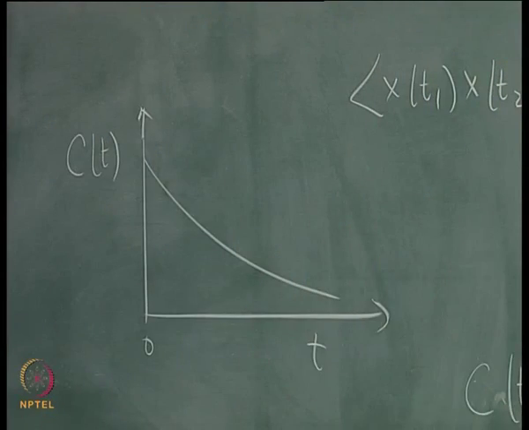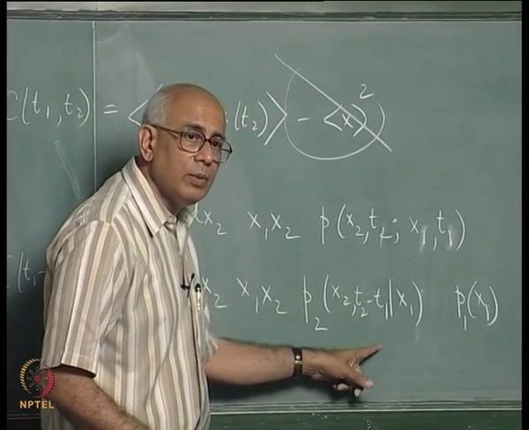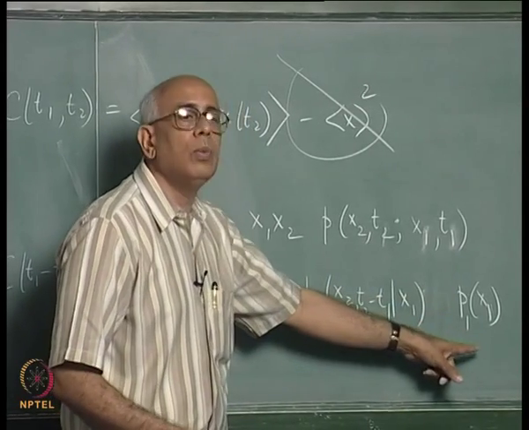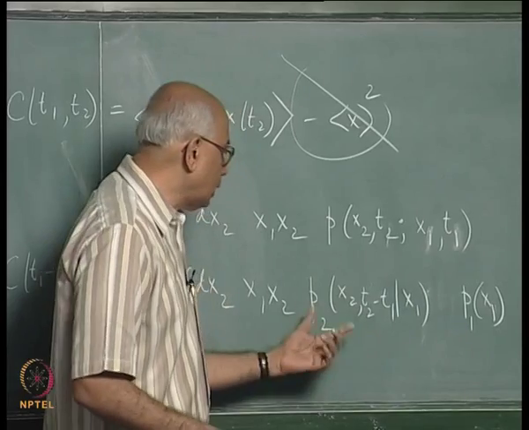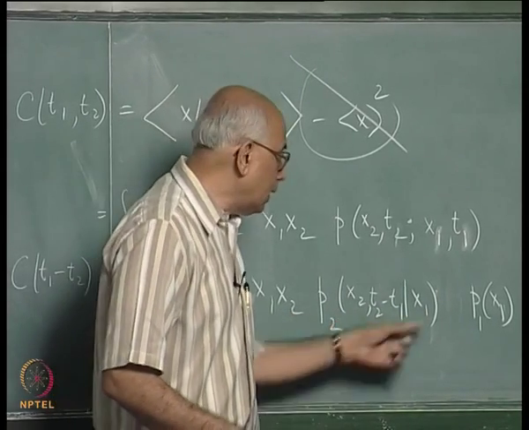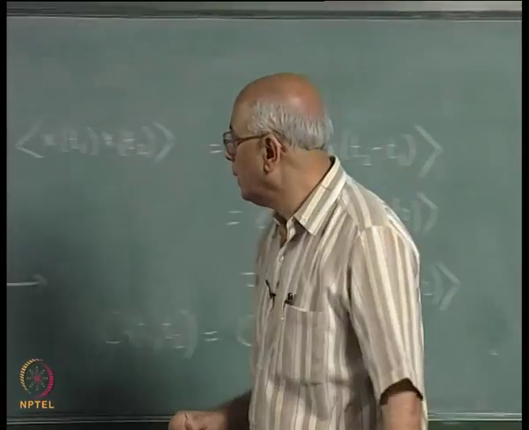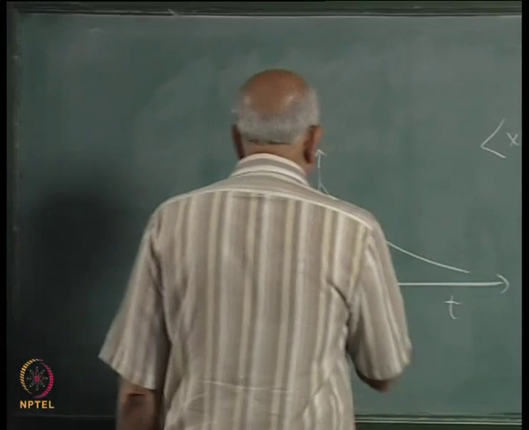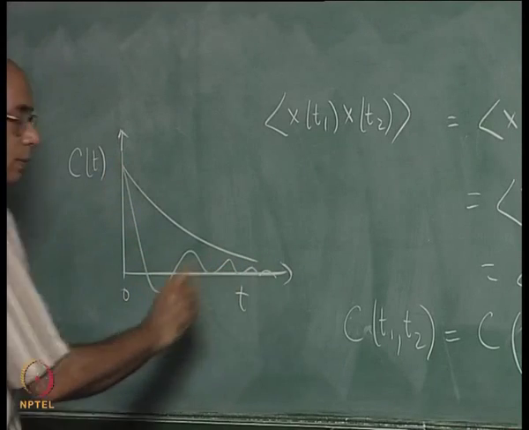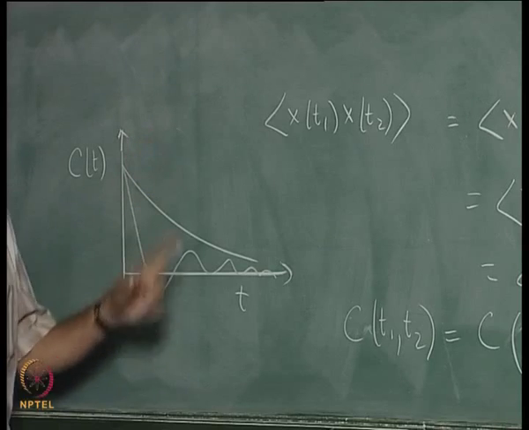Now that would be decided by how fast the limit of this quantity as T2 minus T1 goes to infinity goes to P1, because I know that in the limit this forgets the initial condition and the limit of this quantity is in fact just P1 of X2. So it would depend on that. It does not have to do this, it could do this, it could do crazy things. Physically I would expect it to be a non-increasing function, I would not expect the correlation to increase.